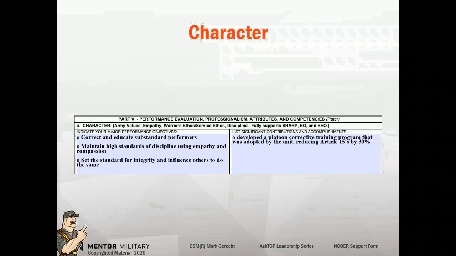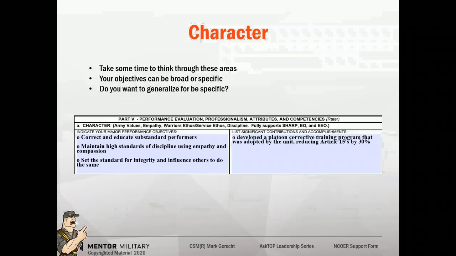Character. If you notice in character, we're talking about Army values, empathy, warrior ethos, discipline, fully supporting SHARP and EO. What are some of the things I should be thinking about? Okay, so in each area that we talk about, you need to take the time. Sit back, think about it, look for some examples, do some Google searching. Your objectives can be broad or specific. Do you want to generalize or be specific?